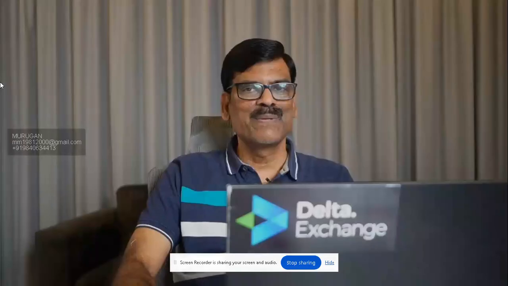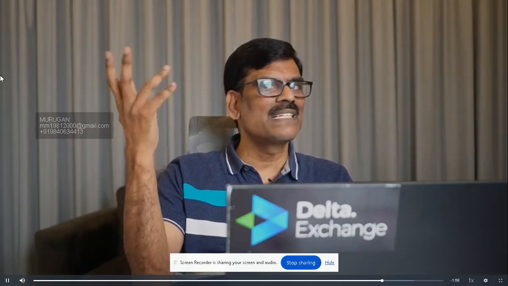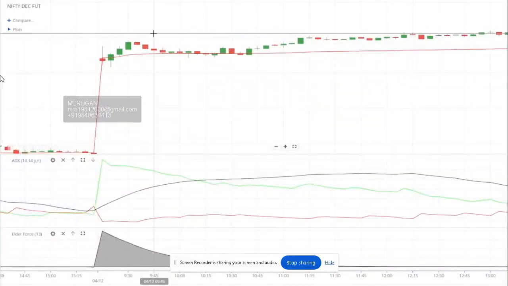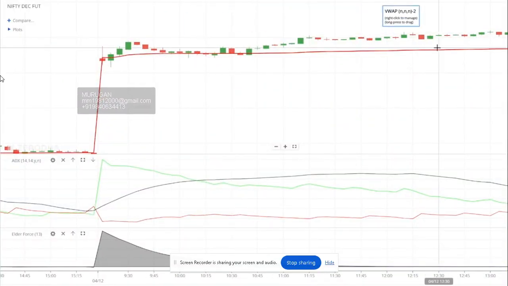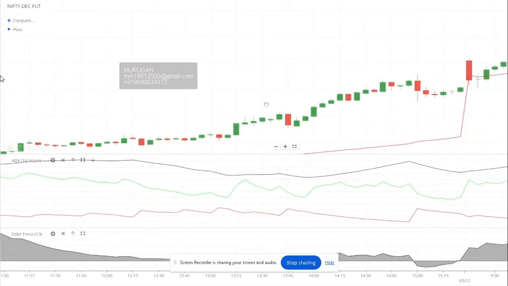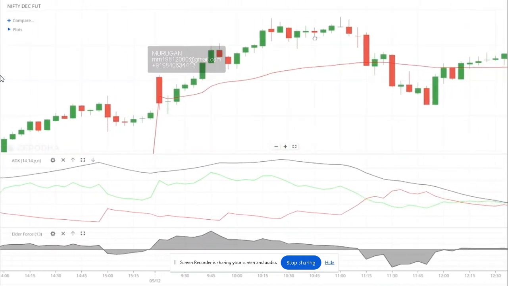You know what some people do? If they are so convinced, when they buy an option, let us say they buy an option for 100 rupees, when it comes to 80 rupees, they will buy again. Then you see what kind of profit. After that, the ADX went up, and it has given a very excellent return.